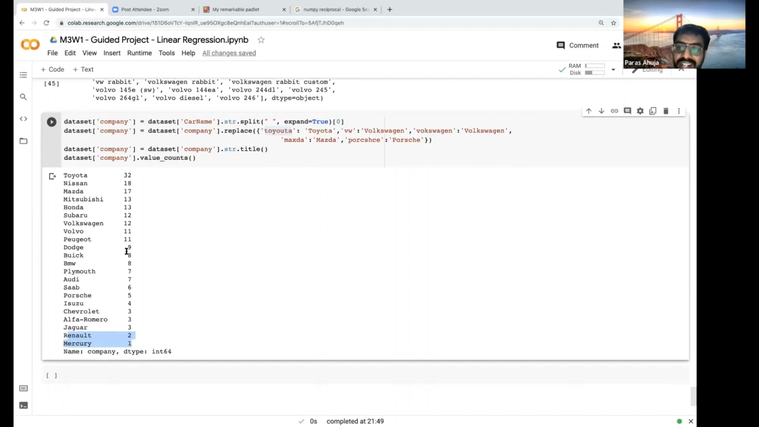So you can play around, you can merge these company names into some other, because these are very few, right? One or two records are there. Or you could directly remove them also. Okay.